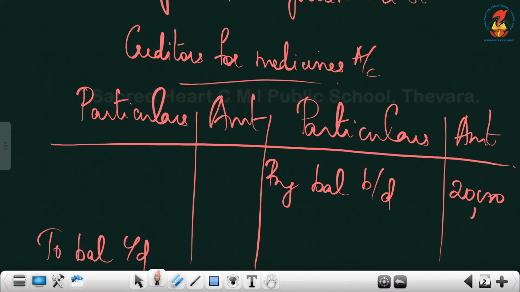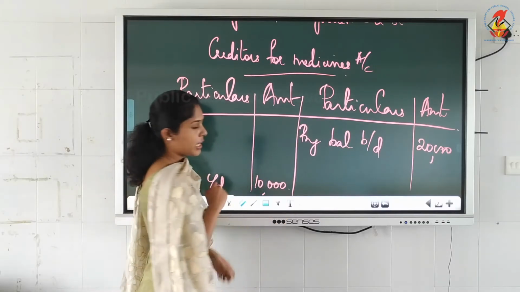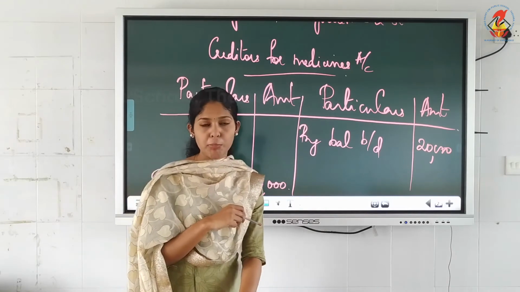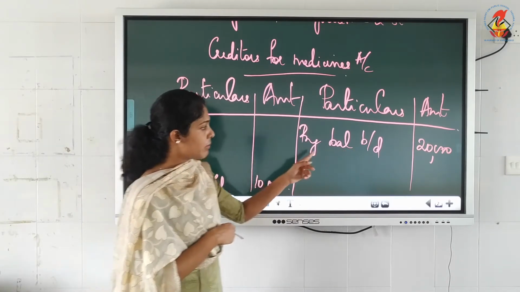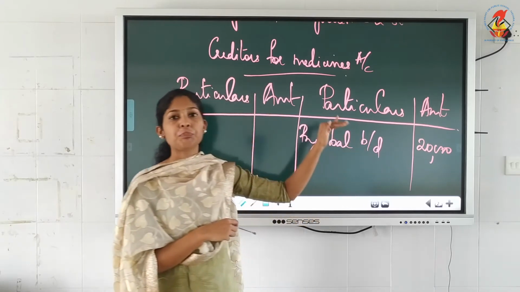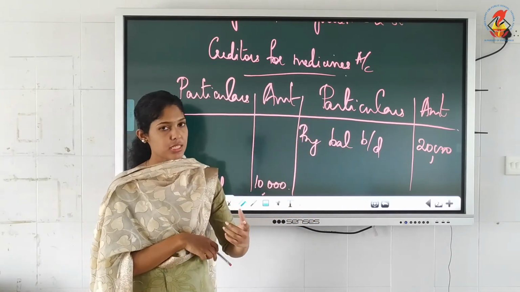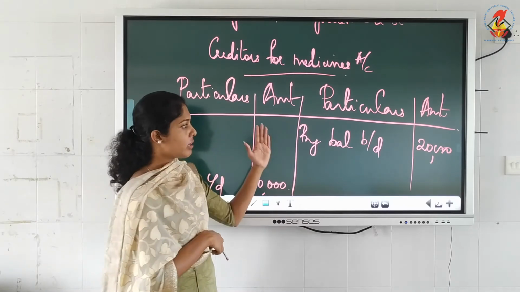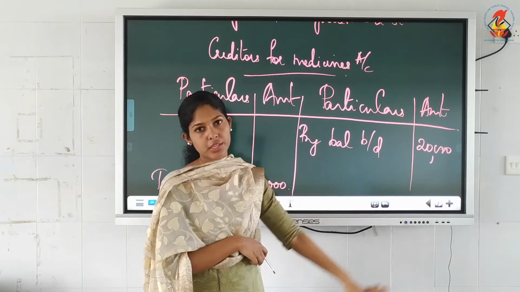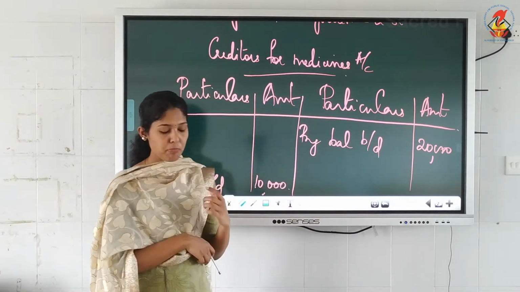To balance carry down, half of 20,000 you have to take. 50% of opening creditors is given, that means half. Always remember one thing, the opening balance must come on the credit side, because creditors means it's a liability account and it will be having a credit balance. So the opening balance must always be written on the credit side. Don't make a mistake there. Then the other figure, amount paid for medicine.